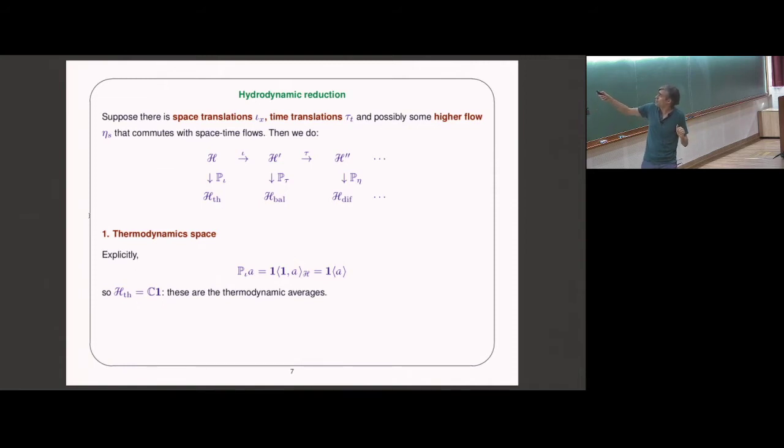You can now do the hydrodynamic reduction with respect to time. So integrate over time. You get a new space. This new space now you can project over invariant under higher flows if there are any. If there aren't, then it doesn't matter. And you get what I call diffusive space. So let me explain why this is ballistic, this is diffusive.